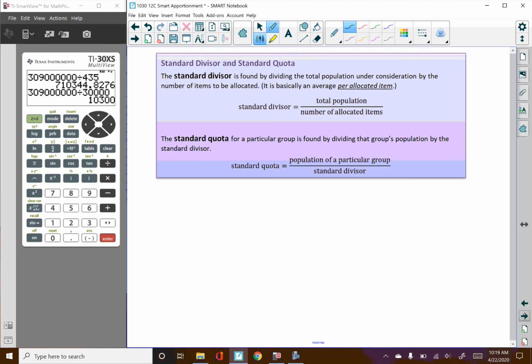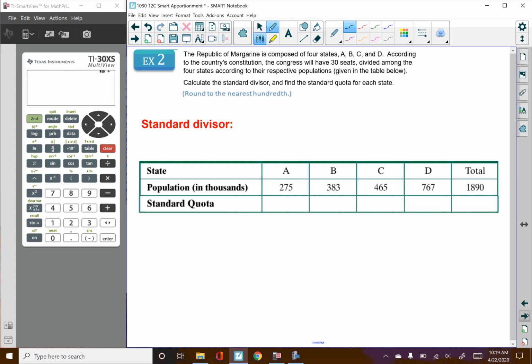Okay, so now we're going to get into the business of apportionment. When you are doing an apportionment, we will calculate something called the standard divisor. The standard divisor is found by dividing the total population by the number of items to be allocated. The standard quota you calculate for a particular group, and you find that by dividing the group's population by the standard divisor. That will make sense once you do it. It's really not a very complicated process, just some definitions there.